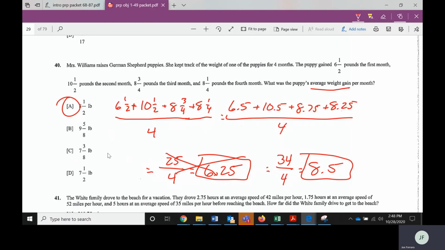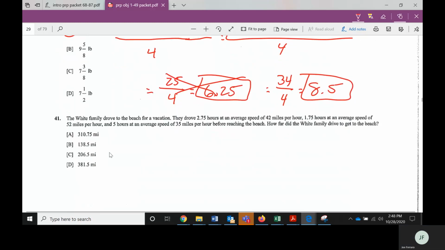Okay. Last one. The White family drove to the beach for a vacation. They drove 2.75 hours, average speed of 42 miles an hour, 1.75 hours at average speed of 52 miles an hour, and 5 hours at average speed of 35 miles an hour. How far did the White family drive to get to the beach?